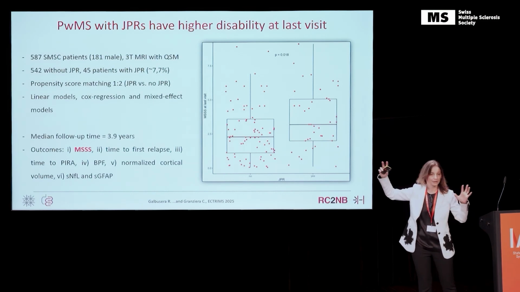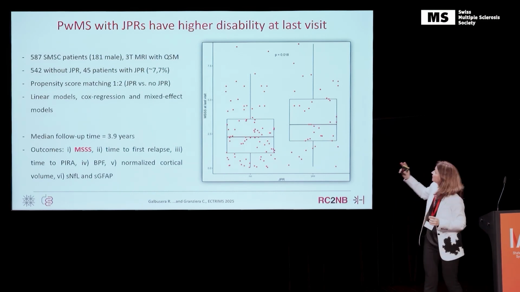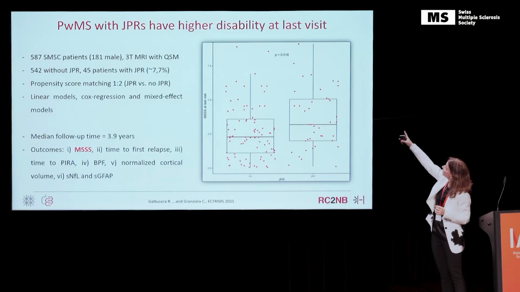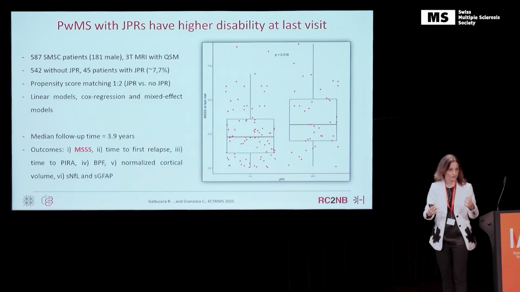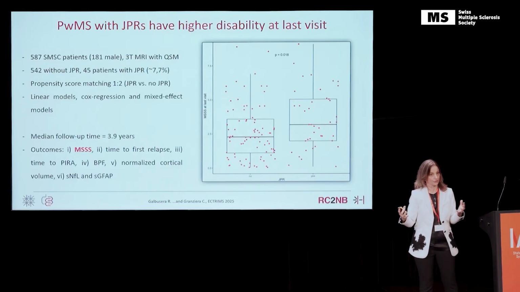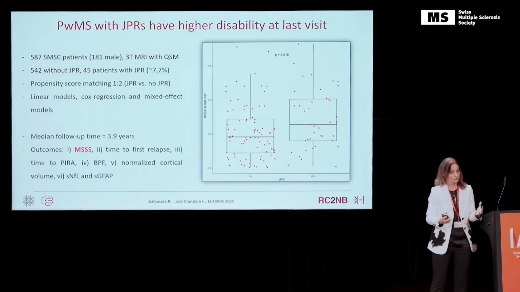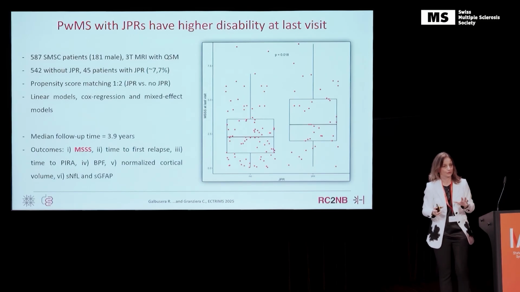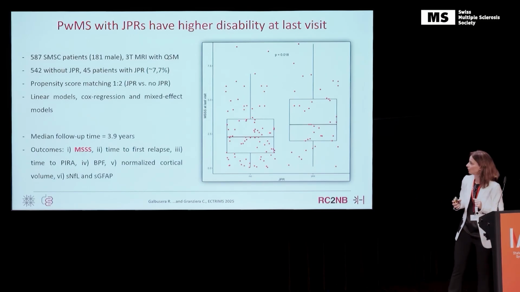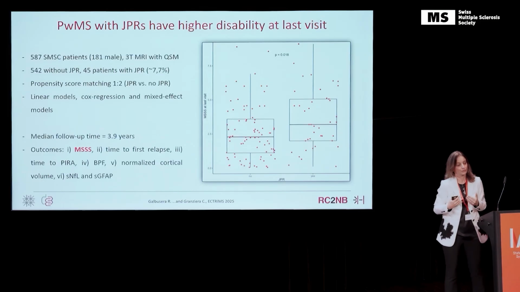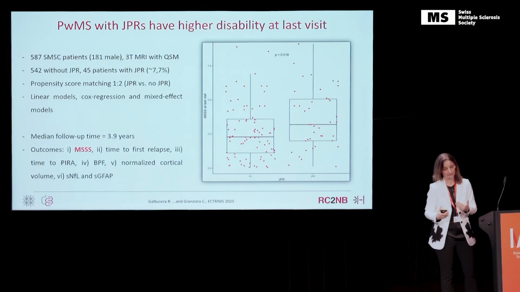What he saw in many SMSC patients is that people with this GPR had a higher MSSS, which is EDSS plus disease duration, compared to people without. So also this seems to be, it's present more or less in 8%, 10% of the patients, a sign that is related to disability and clinical worsening.